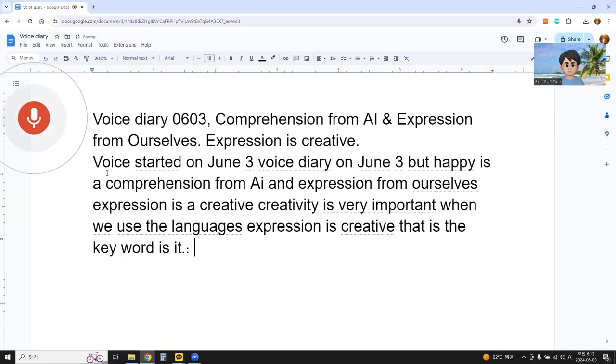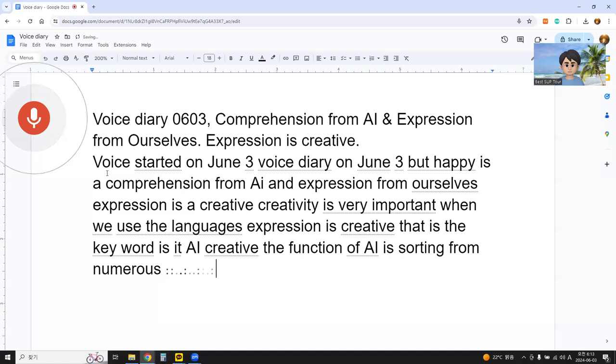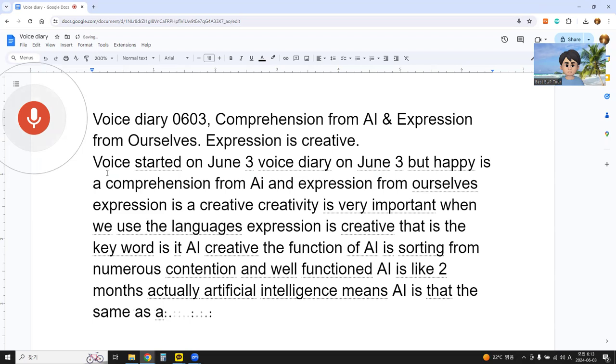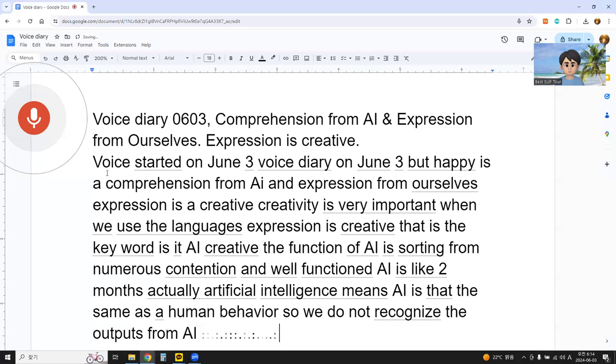Is AI creative? The function of AI is sorting from numerous contents and it is well functioned. AI is like humans. Actually, artificial intelligence means AI is the same as human behavior. So we do not recognize the output from AI. We believe it's from humans.